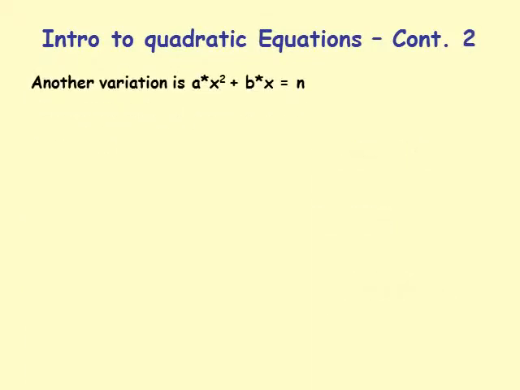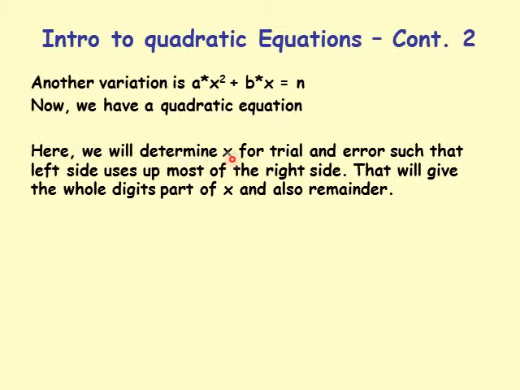So now we're going to make this adjustment here. The next variation is to a x squared, we add b x equals n. Now we have a quadratic equation here. Here we will determine x by trial and error. We'll determine x on the left side using most of the right side. We try to find x such that the left side uses most of the right side and gives the whole digits of x and also a remainder. We are trying to get a positive remainder, as we are more comfortable with positive remainders.